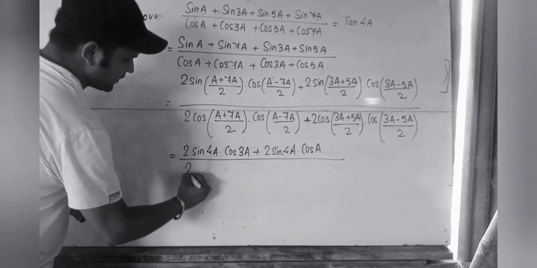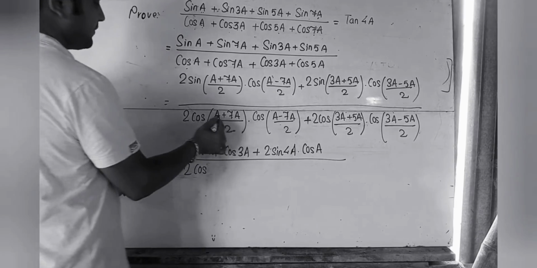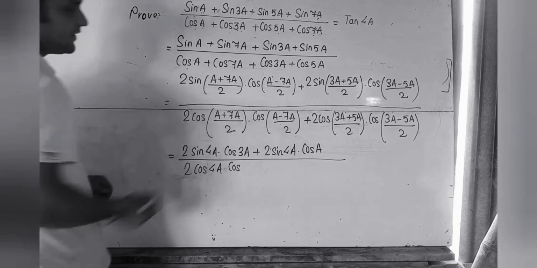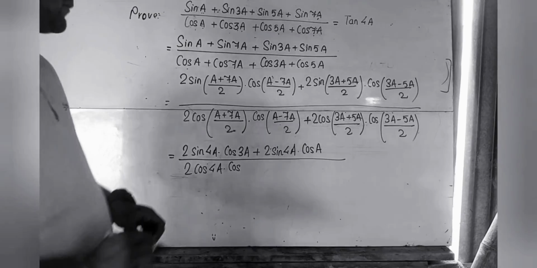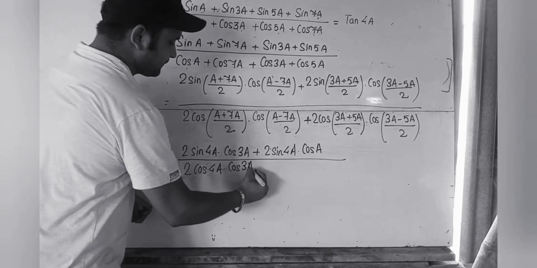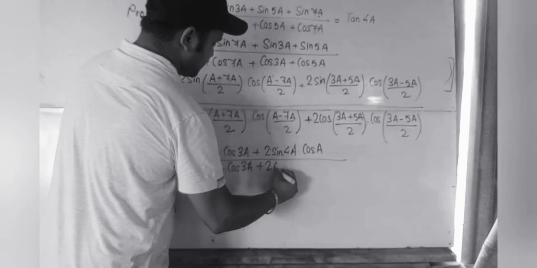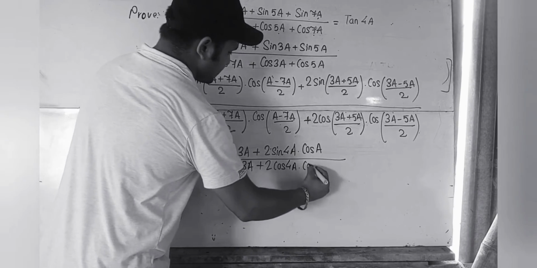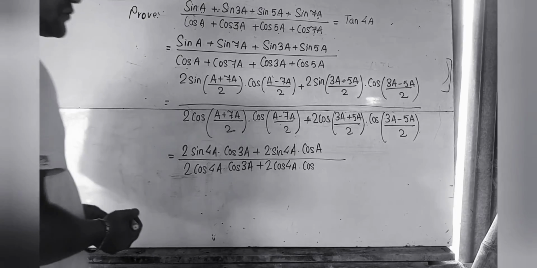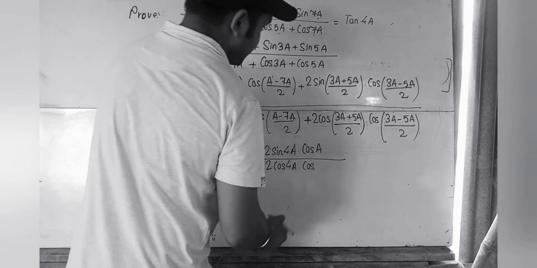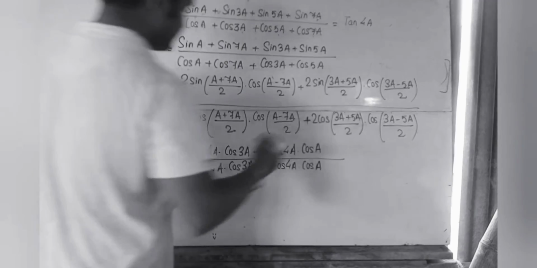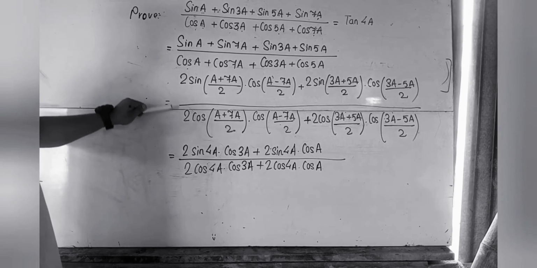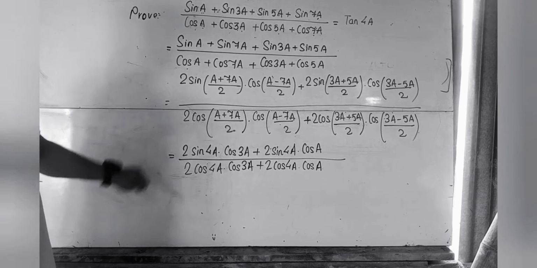In the denominator, 2 cos of 7a plus a is 8a, 8a by 2 is 4a. Cos of a minus 7a is minus 6a, minus 6a by 2 is minus 3a, and cos minus 3a is cos 3a. Plus 2 cos of 3a plus 5a is 8a, 8a by 2 is 4a, dot cos of 3a minus 5a is minus 2a. Minus 2a by 2 is minus a, and cos minus a is cos a. Now we have arranged the terms, used the formula, and then simplified after using the formula.